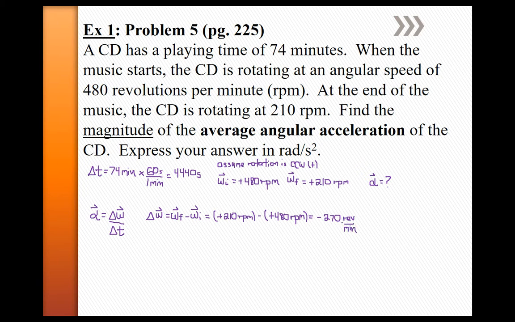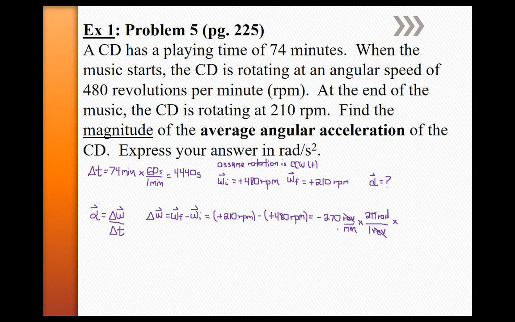Okay, now I need to convert this into radians per second. So first of all, let's deal with the revolutions to radians. And here's what I know. I want to get rid of revolutions, so I'll put that in the denominator. How many radians are there in one revolution? 2 pi radians. So that's going to get rid of the revolutions units.